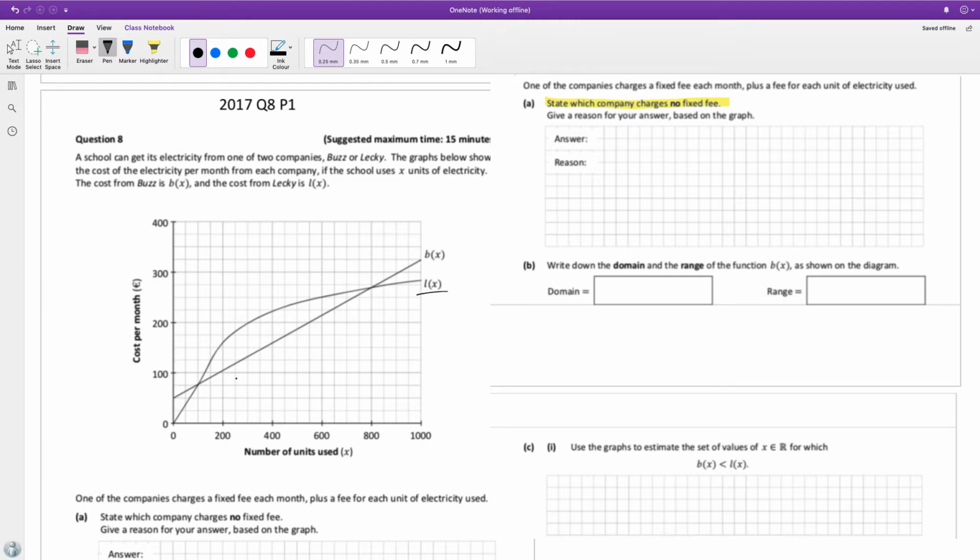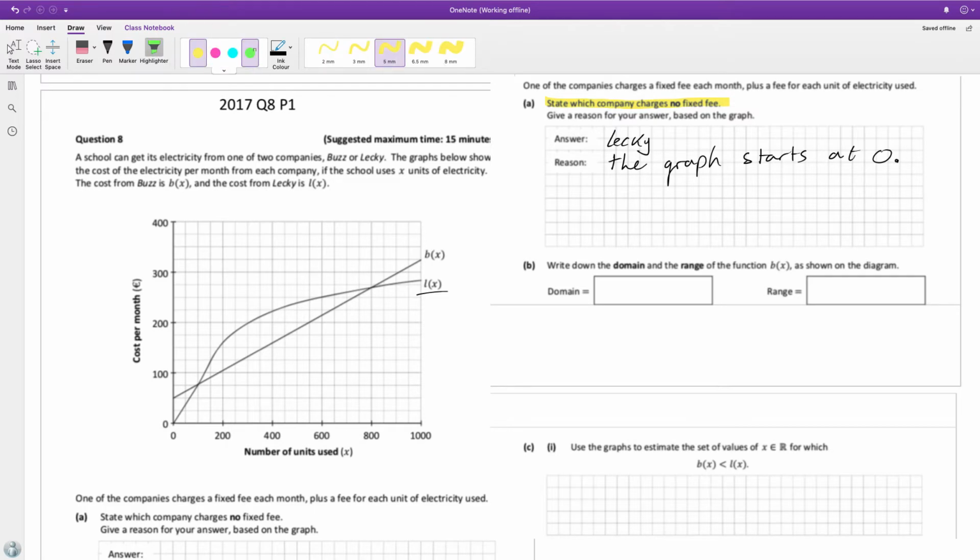Lecky is the answer. They don't charge any fixed fee. We know they don't charge any fixed fee. Exactly. The graph starts at 0. What does it mean when we say the graph starts at 0?